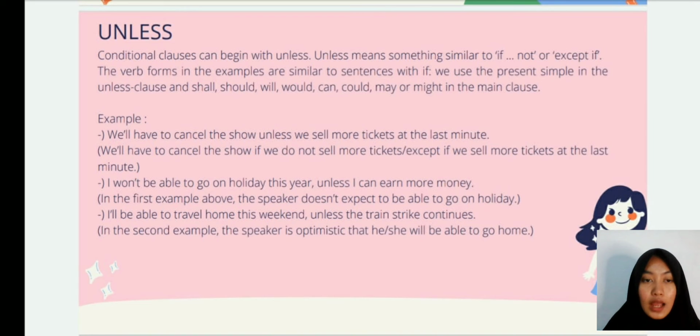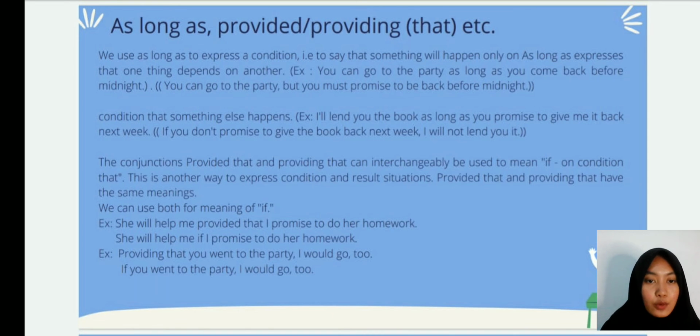Example 2: I won't be able to go on holiday this year unless I can earn more money. In this example, the speaker doesn't expect to be able to go on holiday. And the last example: I'll be able to travel home this weekend unless the train strike continues. It means the speaker is optimistic that he or she will be able to go home. The last is as long as, provided, or providing that.